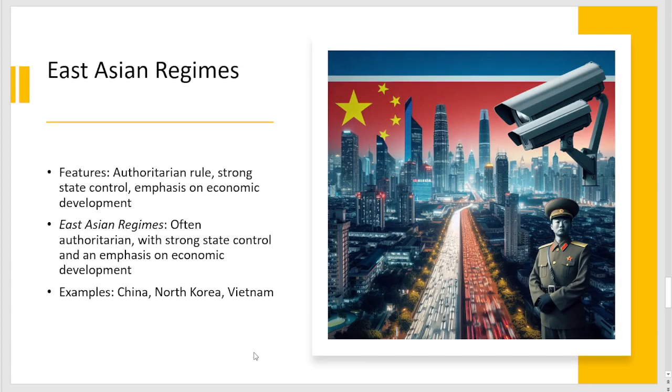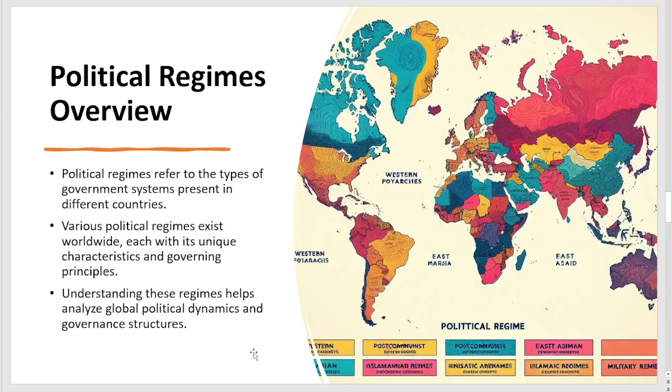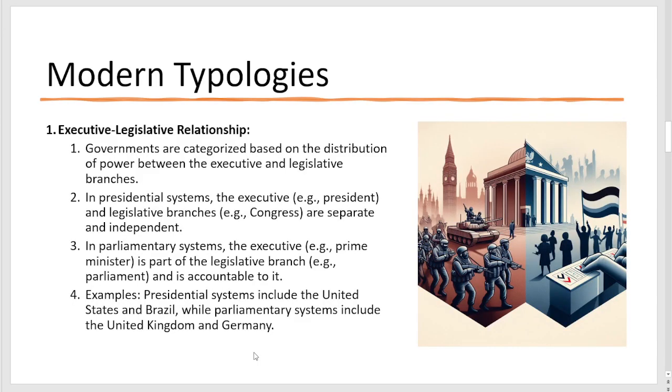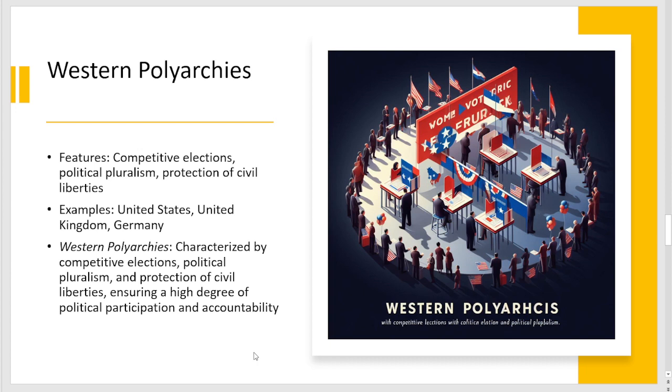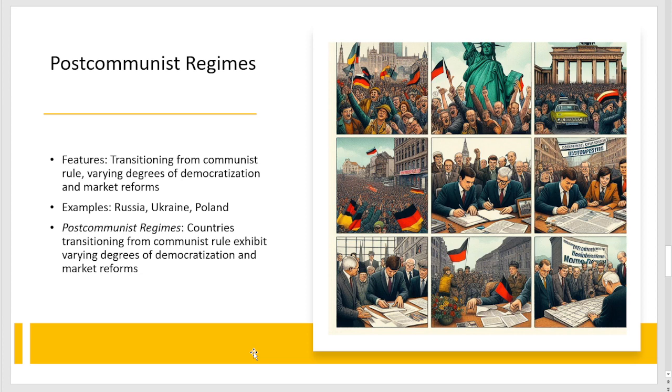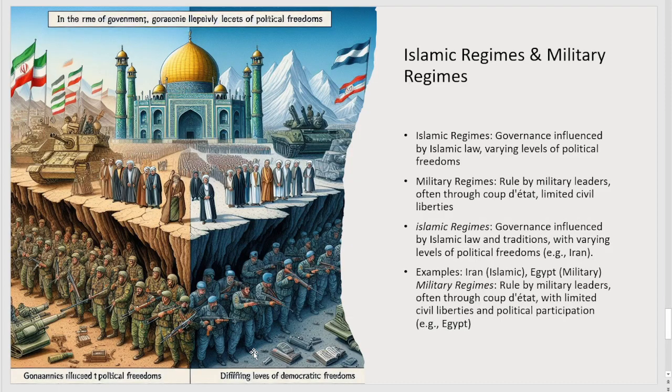In East Asian regimes, the state tends to have more control over the society. In an Islamic regime, the state tends to have more control over the society, and in military regimes, the state tends to have more control over the society. The second classification is the executive and the legislative. It can be found in most of the Western polyarchies, and in post-communist regimes, but not so much in East Asian, Islamic, and military regimes.